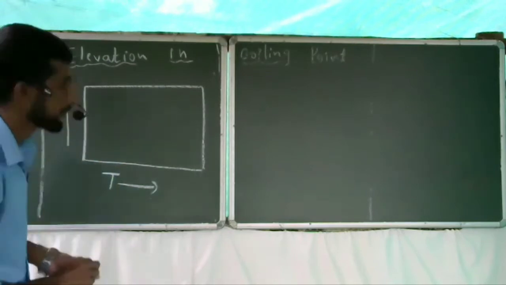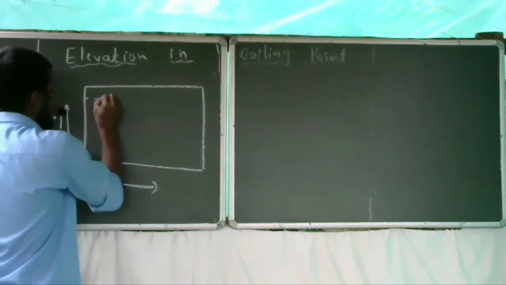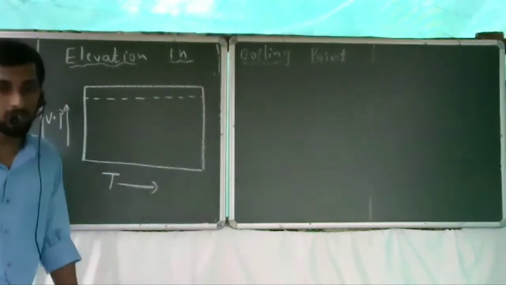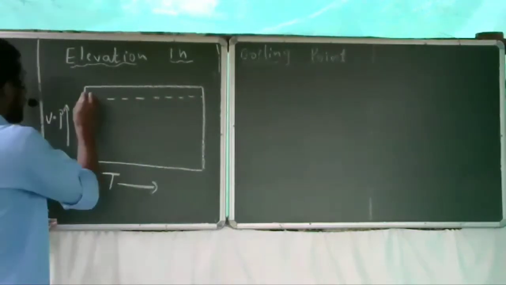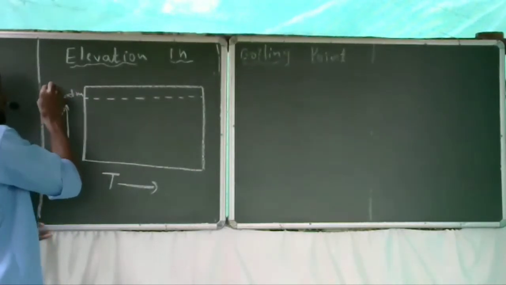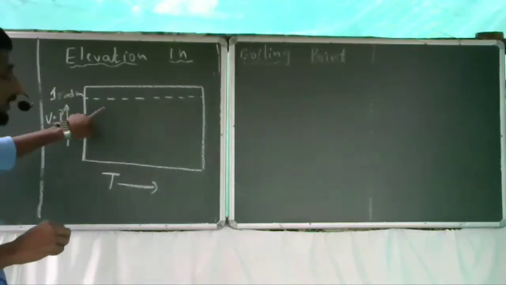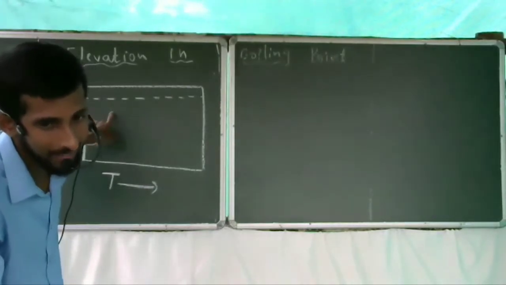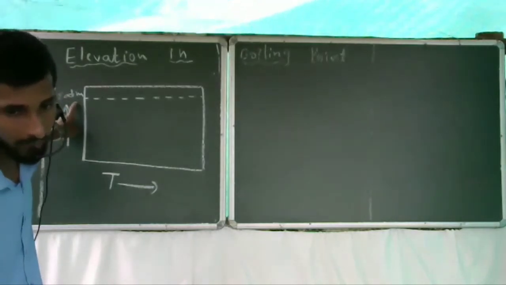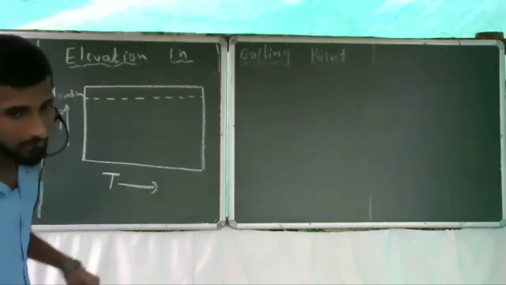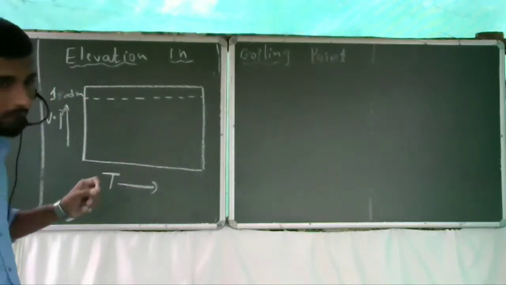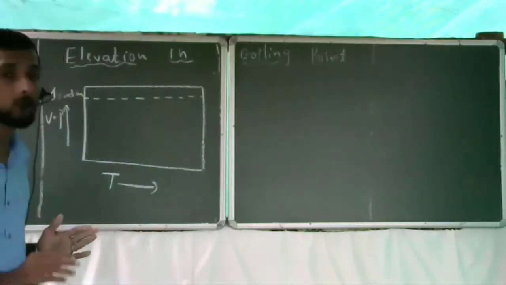Then take the atmospheric pressure. The dotted line indicates the atmospheric pressure, which we consider as 1 atm. Then draw the plot of vapor pressure versus temperature for the pure solvent.